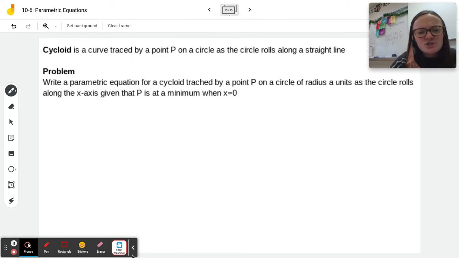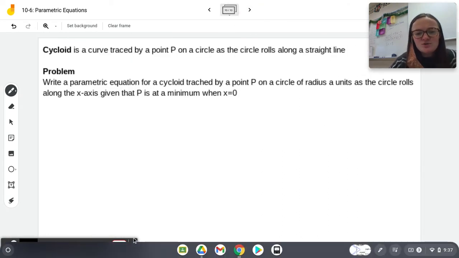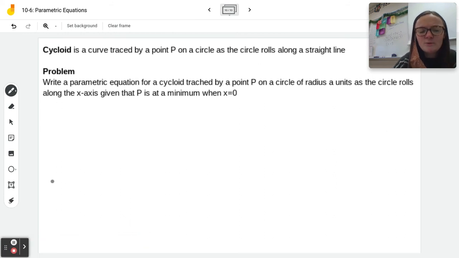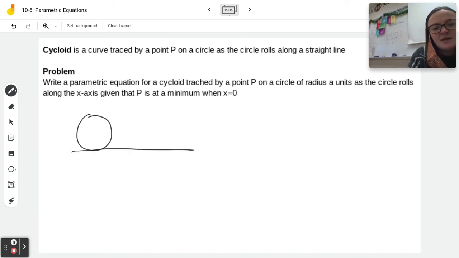All right, very last thing I wanted to show you guys was just something cool I thought you might appreciate. Just some cool graphs that you can do using parametric. So one problem is called a cycloid. A cycloid is basically a curve traced by a point P on a circle as the circle rolls along a straight line. So say we have a circle, and this circle is rolling along the straight line.